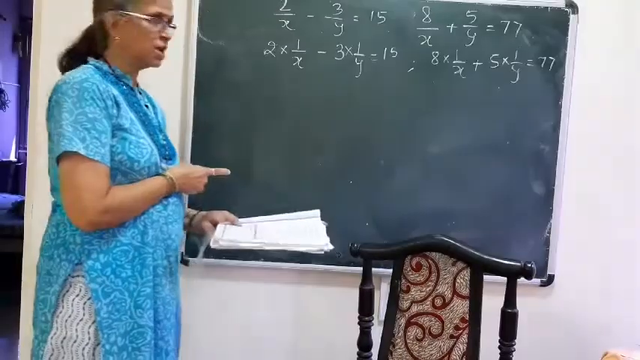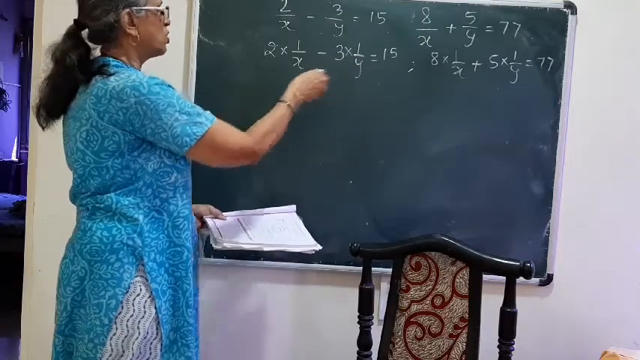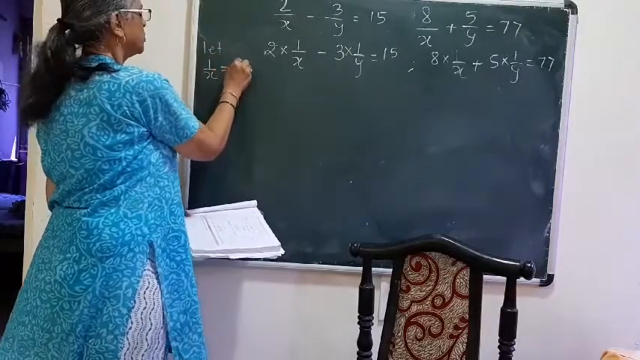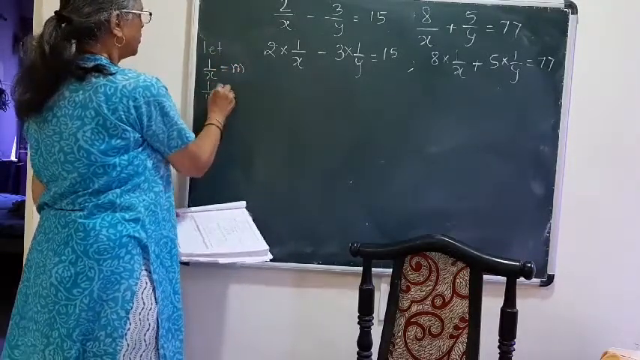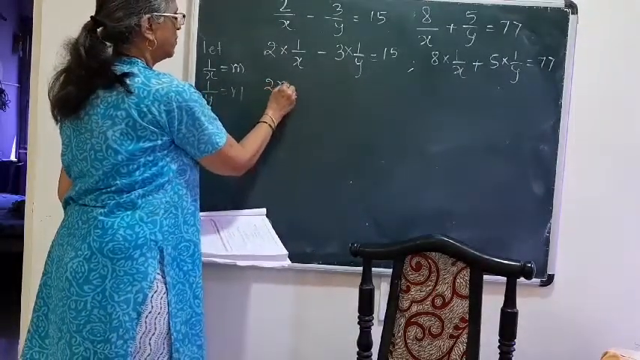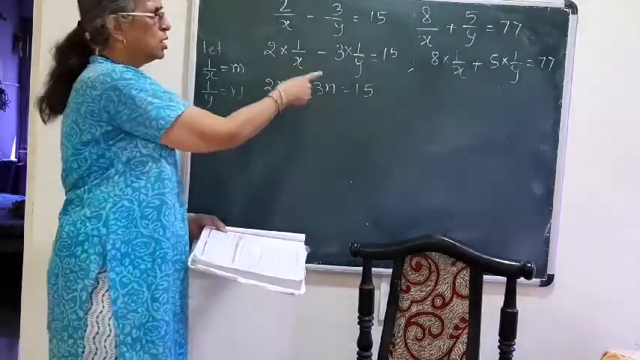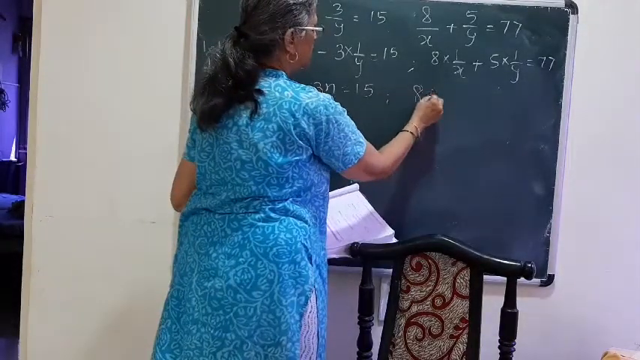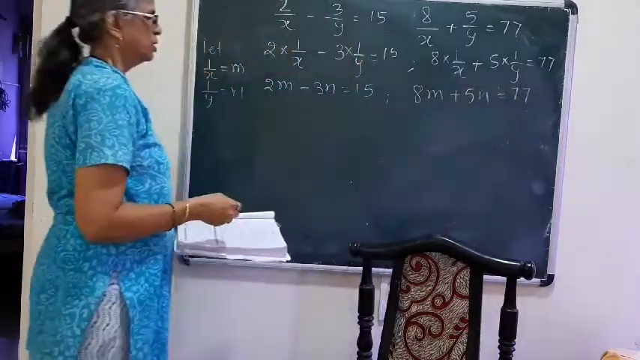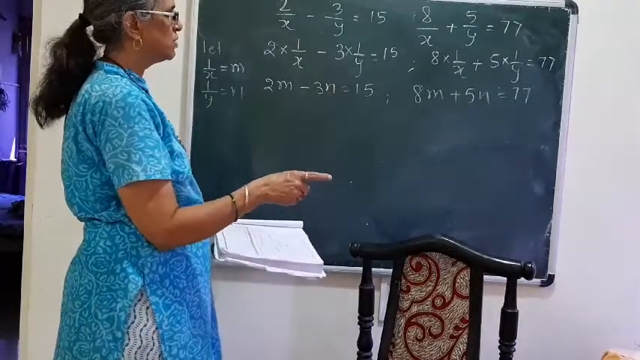So remember this step first. Then we are going to make an assumption, because 1 upon x is common and 1 upon y is common, so any variable we can consider. Let 1 upon x equal m, and 1 upon y we are going to consider as n. So you will have 2m minus 3n equal to 15. Now this equation has been reduced to linear equation form, and then here 8m plus 5n equal to 77. Followed? Now both these equations are reduced to the standard form of linear equations in 2 variables.